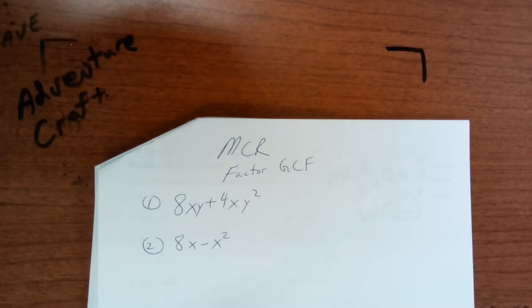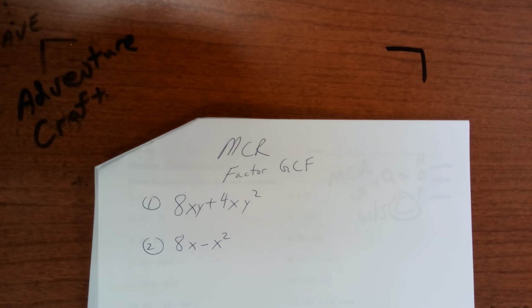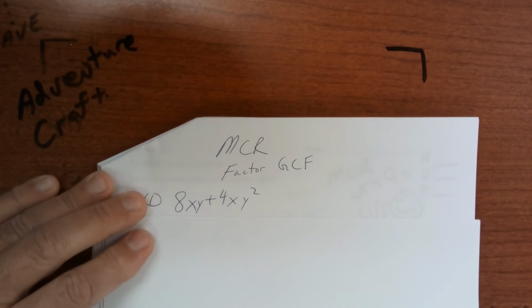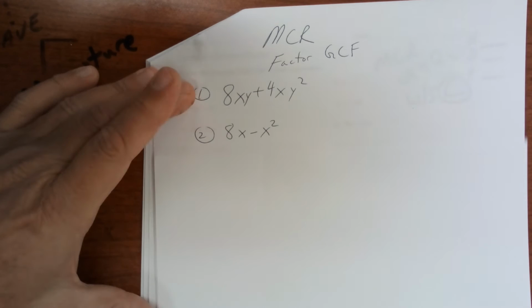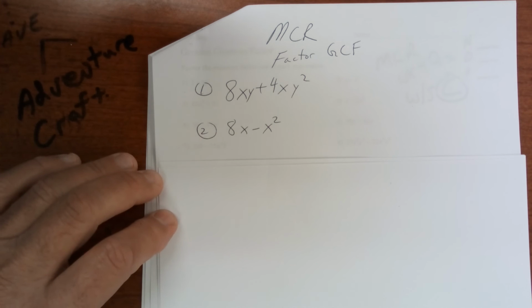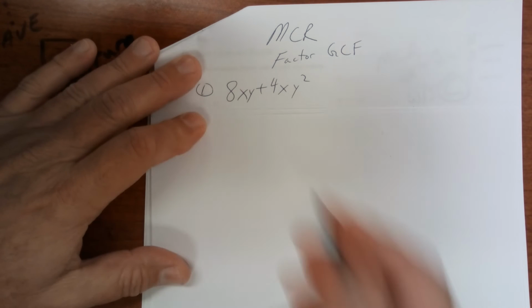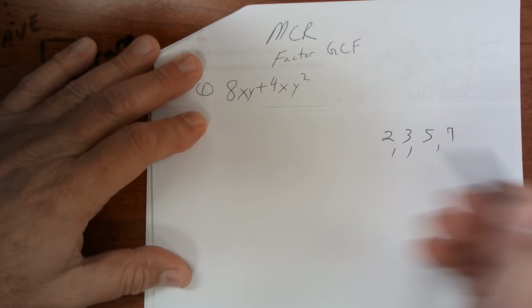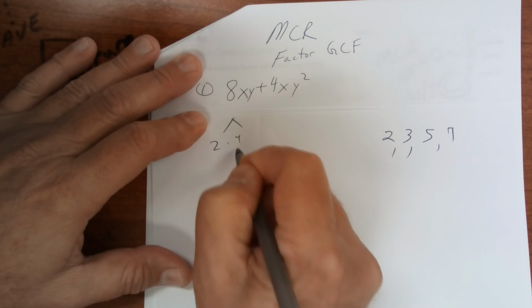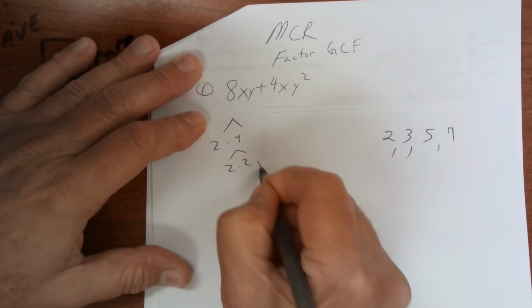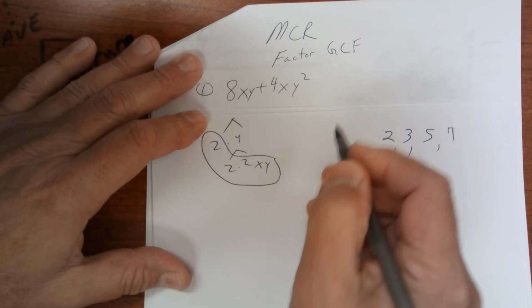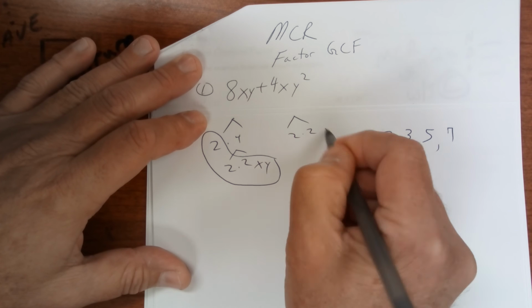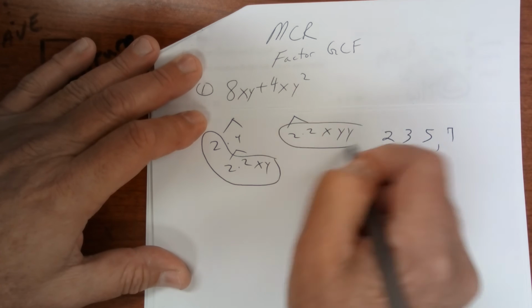In MCR class, you have to factor. Now, when you factor, you have to find the greatest common factor. So watch what I do here. You're going to go 2s, 3s, 5s, and 7s. So I'm going to go 2 times 4, 2 times 2, and then xy. Just like that. This one's going to be 2 times 2x and yy because I have 2 y's.